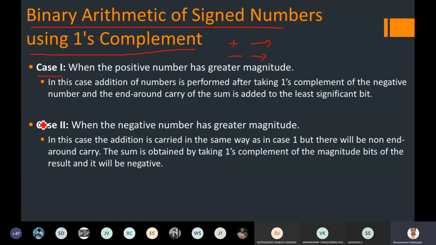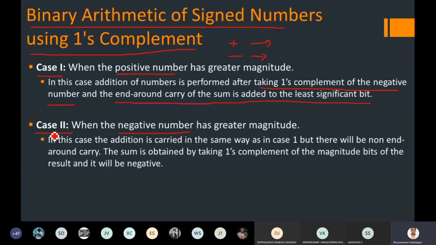There are two cases available: when the positive number has greater magnitude, and when the negative number has greater magnitude. When the positive number has greater magnitude, you have to take the ones complement of the negative number, and the end-around carry of the sum is added to the least significant bit. This is the first rule.